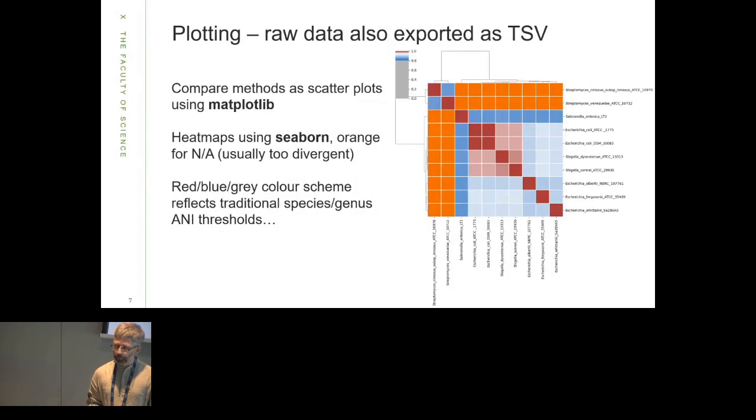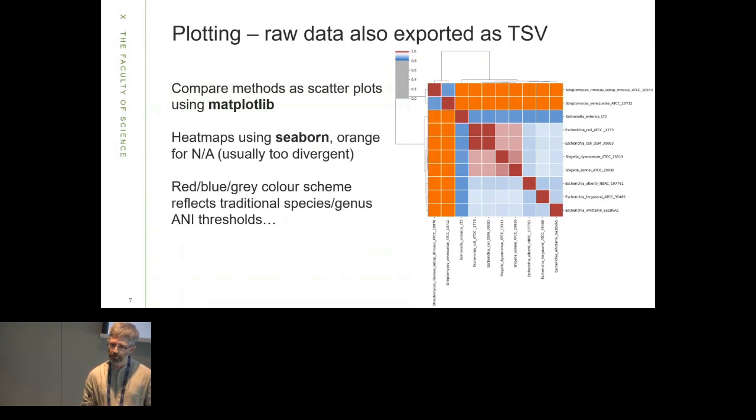An example plot, we're using standard Python libraries, matplotlib and seaborn. One of the weaknesses of the old tool was dealing with missing data. So when you compare quite diverged genomes, some of these genome comparison tools just give up. And they say no, they fail. So we get non-applicables or nulls in the data.